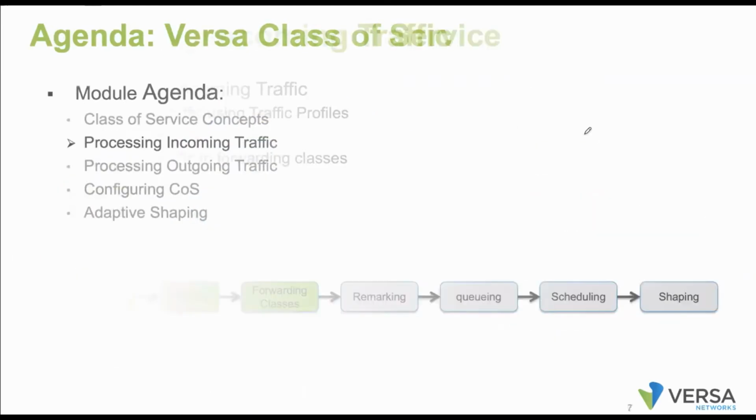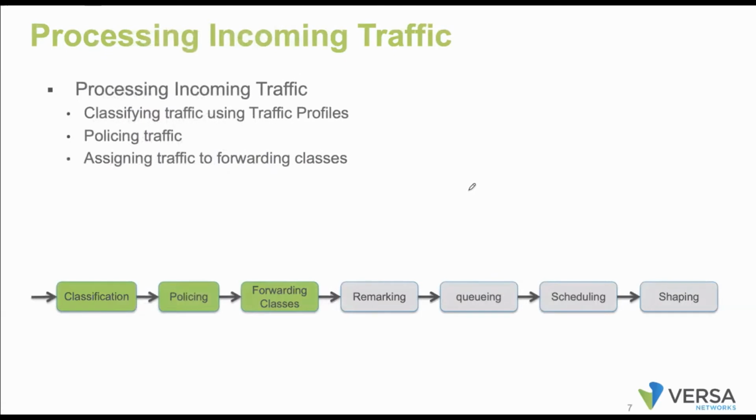Now coming to the processing. Yes, we can have a different class of service for every tenant. Yes, of course you can do it, right? Most of the configuration is related to the tenant level. So at the tenant level, you can configure a different class of service. Okay.